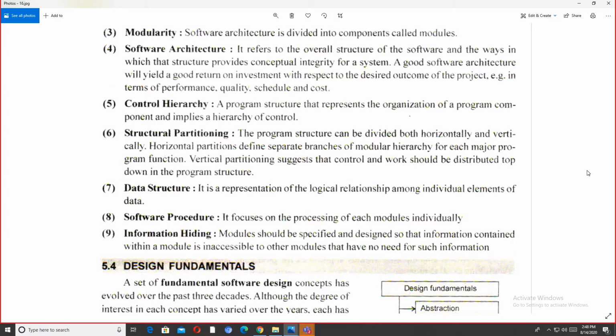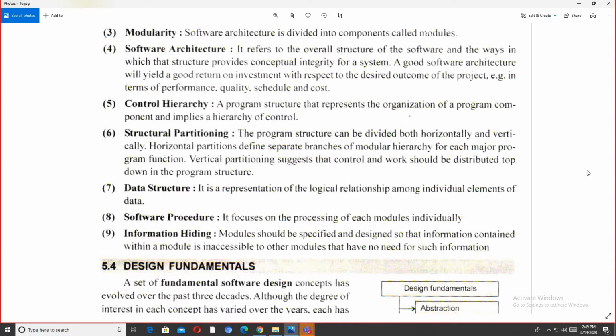Conceptual integrity is the integrity of a system conceptually, but it will be supported by a background structure, and that background structure is the architecture. It is the software architecture. So a good software architecture will yield a good return on investment with respect to the desired outcome of the project. If you want some type of desired outcome from a project, you have to invest in the software architecture properly, because in the longer run the investment will be fruitful and you will gain all the things you want from your software, like quality, performance, schedule, and cost.